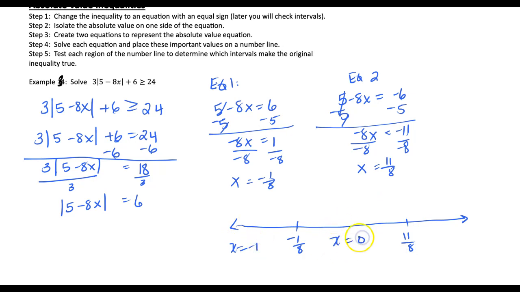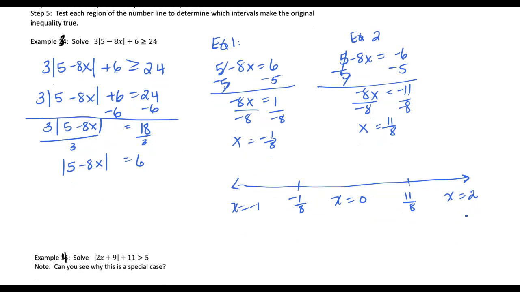I always like to test 0 if it's a possibility because it's usually a quick calculation. And over here, 11/8 is a little bit bigger than 1. It's actually 1 3/8. So let's maybe check something like 2. And always go back and check in our original.